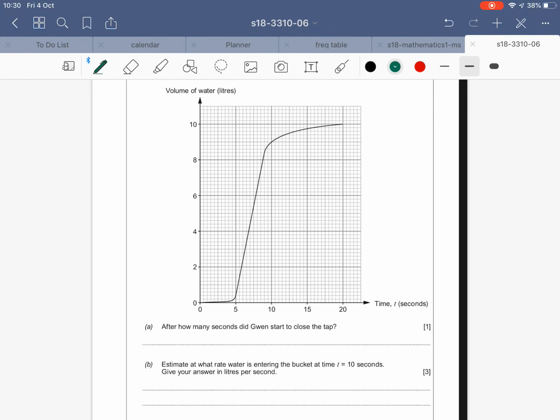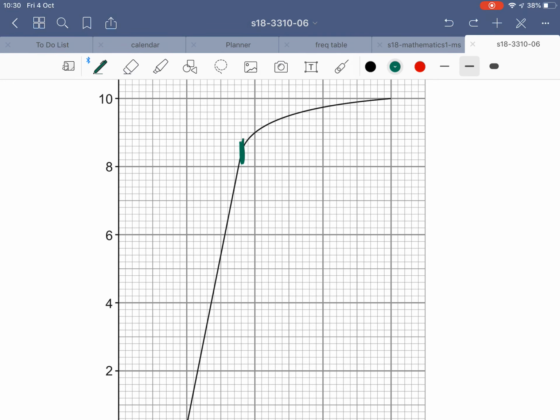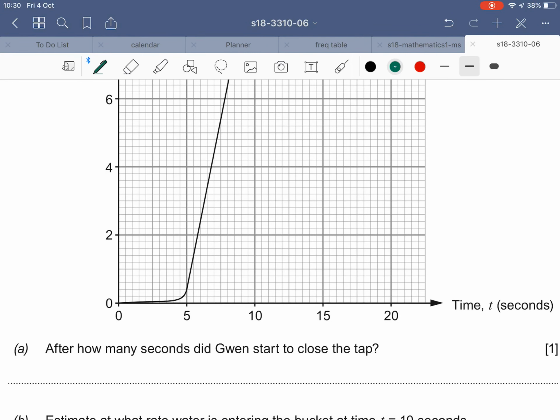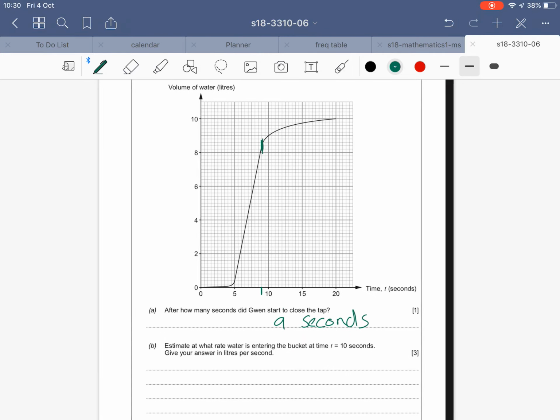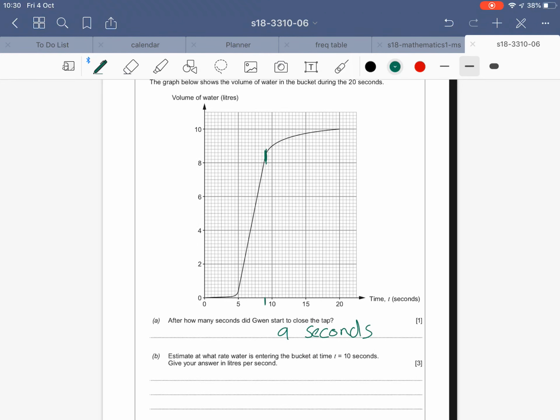Well, you can see she didn't open the tap much there. Then it shot up and she slowly stopped here. So I'm going to say approximately here. I'm just going to read down and I'm about there. So I think each one is 2, isn't it? So we've got 5, 6, 7, 8, 9 seconds. So after 9 seconds, she roughly stopped. She started to close it.